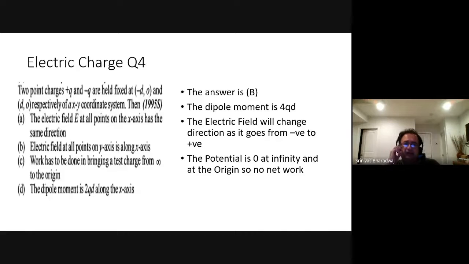Okay, work has to be done bringing a test charge from infinity to the origin. No, the origin also has zero potential, infinity also has zero potential. So there is no net work actually. It's a very tricky question part. C is very tricky. Dipole moment is 2qd along the x-axis. It is 2q times 2d.